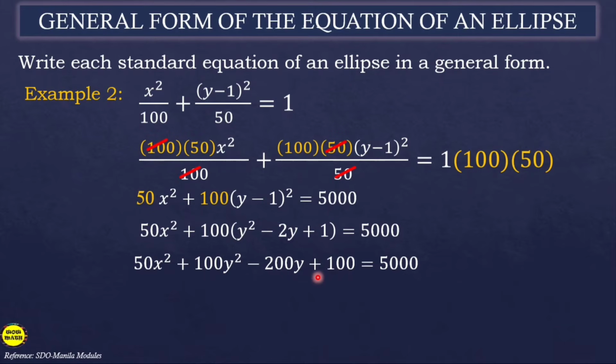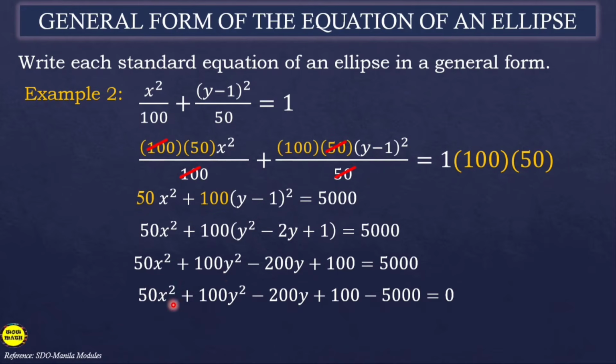And then pagsamahin natin lahat ng constant term kasama yung 5,000. So lipat natin ito dito sa left side. And then ayusin na natin yung arrangement. So maging 50x squared plus 100y squared minus 200y plus 100 minus 5,000, that is negative 4,900. Ngayon class, itong 50, 100, 200, at 4,900 ay divisible din kay 50. So lahat ng ito i-divide din natin kay 50.